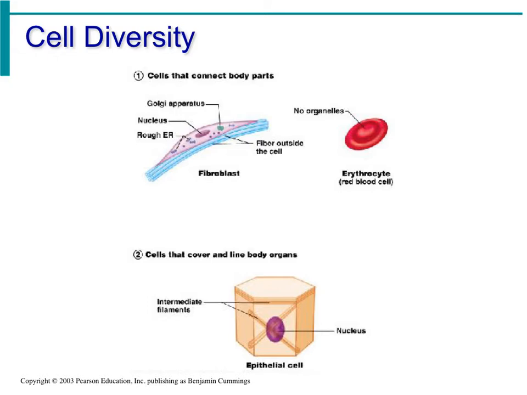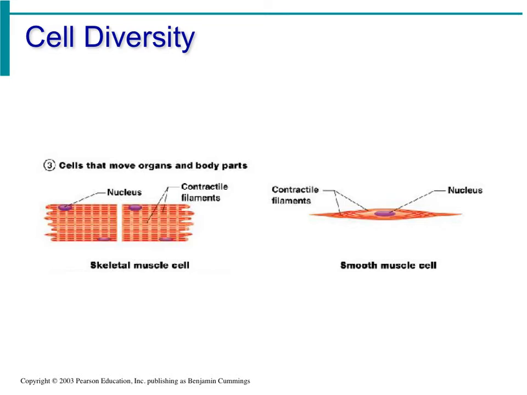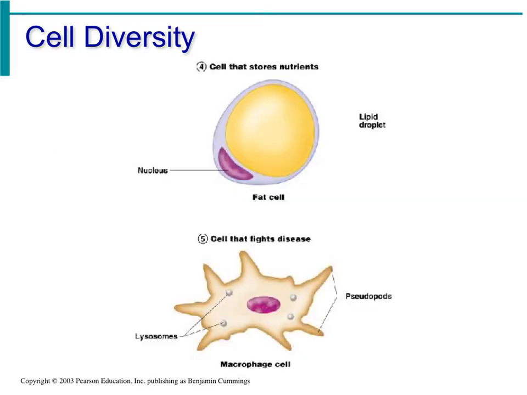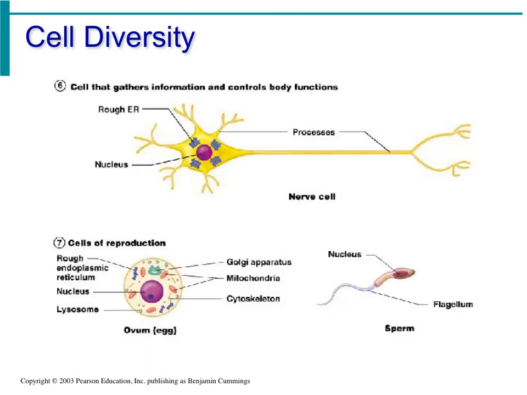There are different types that we'll talk about. There are connective tissues, so cells that connect body parts in tendons or blood cells, cells that cover body organs. So today we'll be talking about epithelial cells. There are contractile cells, muscle cells, cells that store nutrients, so adipocytes, fat cells, store lipids for energy, disease-fighting cells, macrophages, cells for transmitting information.